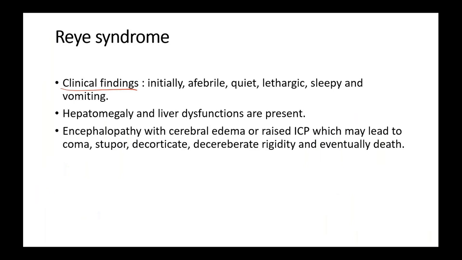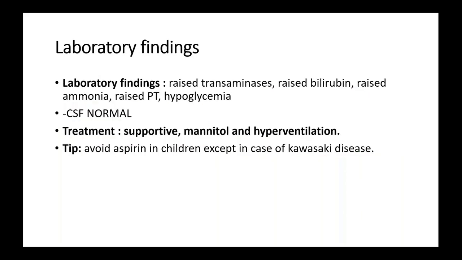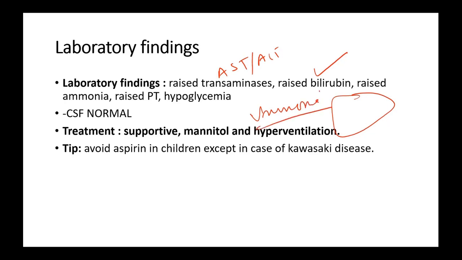So clinical findings: the child will be lethargic, sleepy, tired, vomiting, with hepatomegaly because of liver dysfunction, encephalopathic with cerebral edema, raised intracranial pressure. It can even lead to death because of raised intracranial pressure. Lab findings: AST, ALT will be elevated. Bilirubin can be elevated. Because the liver is not functioning, ammonia level will be high. If there is liver failure, PT can be high.